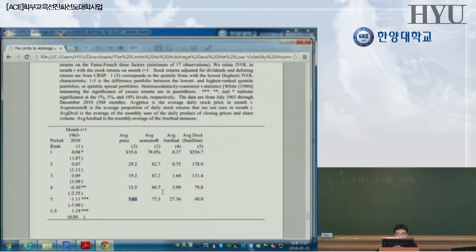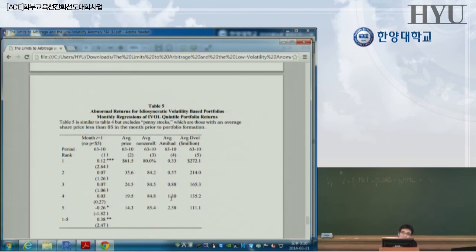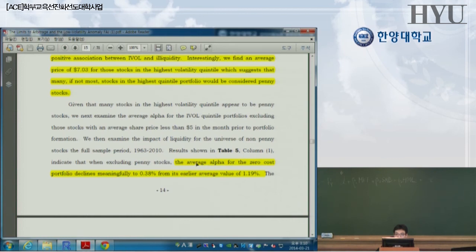Now we can go to table 5. Table 5 shows abnormal returns for idiosyncratic volatility based portfolios, monthly regression of IBOR quintile portfolio returns. Table 5 is similar to table 4 but excludes penny stocks, and excluding penny stocks we have a similar result. Sorting, this is decreasing, this is increasing, and this is decreasing. Even without penny stocks, they all show the same information: high volatility stocks are illiquid stocks. In table 5, the alpha for the zero-cost portfolio declines meaningfully to 0.38% from its earlier average value of 1.19%.